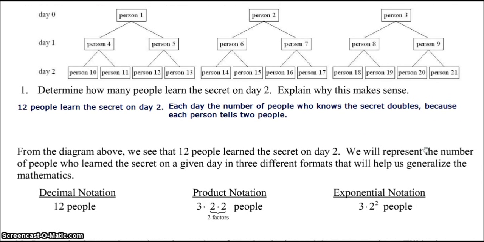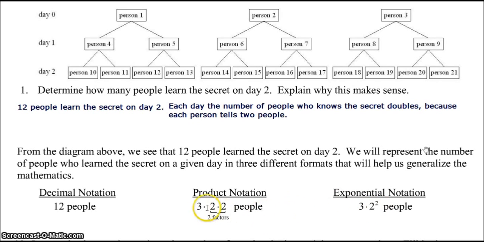It says that from the diagram above, we see that 12 people learned the secret on day 2. We will represent the number of people who learned the secret on a given day in 3 different formats that will help us generalize the mathematics. Decimal notation is what we usually use: 12 people. Product notation just means factoring the number 12 into its usually prime numbers. So here we have 3 times 2 times 2 people. And then the exponential notation means we take that product 2 times 2 and we write 2 squared.